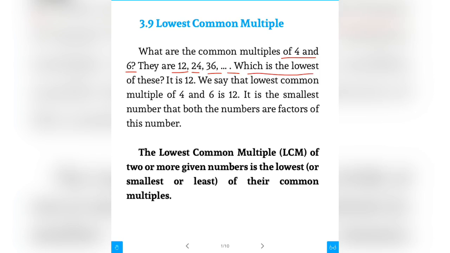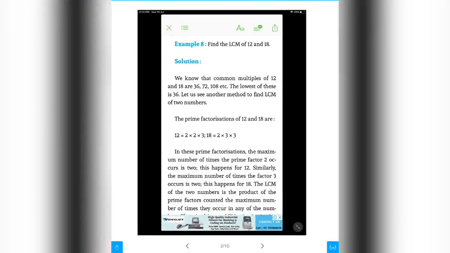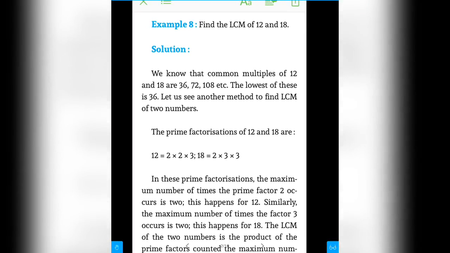So which is the lowest? You will see the lowest will be 12. We have written the common multiples, then we find out the lowest one. So we say that the lowest common multiple of 4 and 6 is 12. So this is the LCM. This method is also known as listing the multiples. The lowest common multiple of two or more given numbers is the lowest or smallest or least of their common multiples.